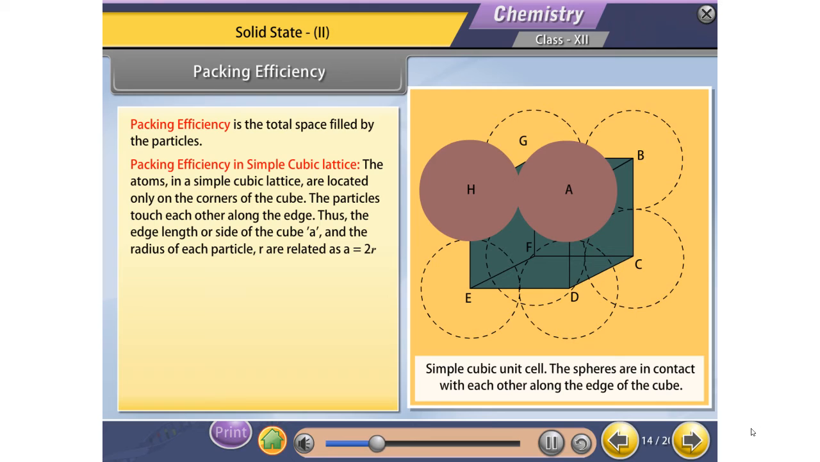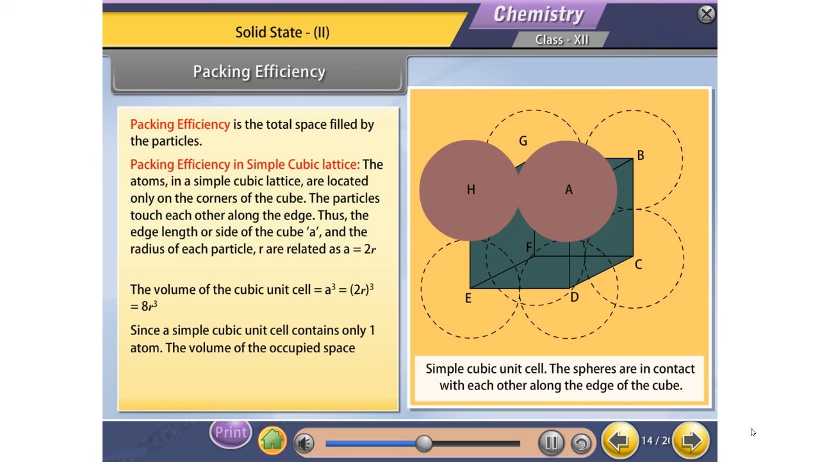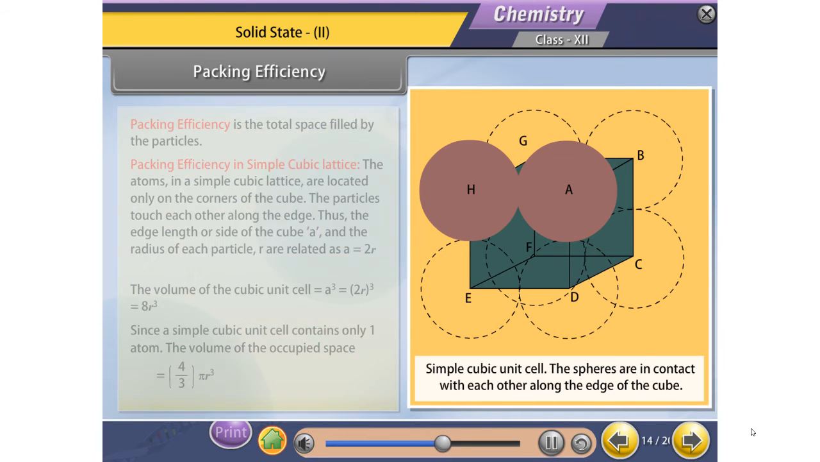Thus, the edge length or side of the cube, a, and the radius of each particle, r, are related as a = 2r. The volume of the cubic unit cell is a³, which is (2r)³, which equals 8r³. Since a simple cubic unit cell contains only 1 atom, the volume of the occupied space is equal to 4/3 πr³.